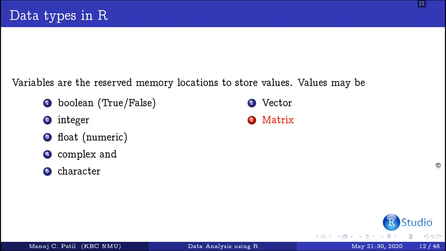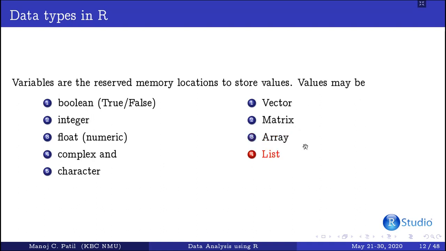a matrix is a two-dimensional array. Mainly in mathematics, we use the matrix many times. So mainly matrices of Boolean, integer or float type. Okay. An array is a generalization of the matrix type.